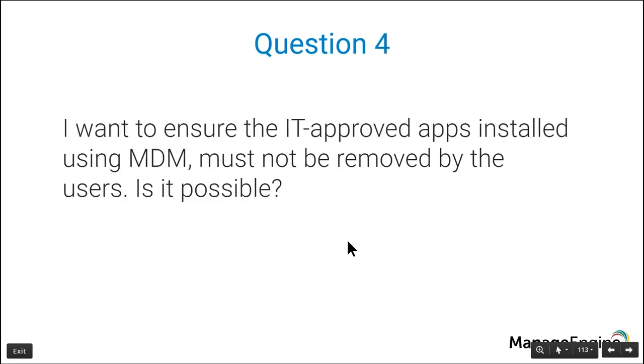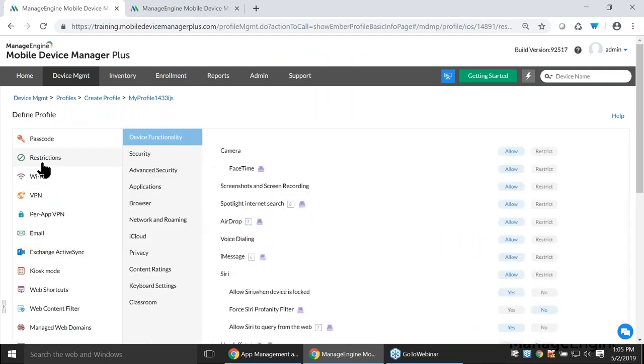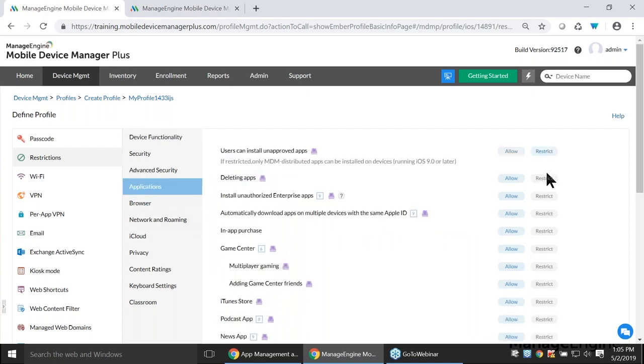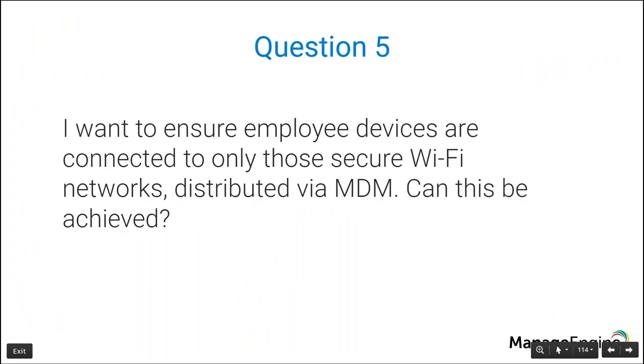So then for question 4, I want to ensure the IT approved apps installed in the device must never be removed by the users at any point of time. That again can be done for both your Android and your iOS devices. That is under restrictions, applications. You can prevent users from installing any app from the App Store, and you can also prevent them from deleting any applications that are distributed by the MDM service. So this prevents them from deleting or removing the applications.